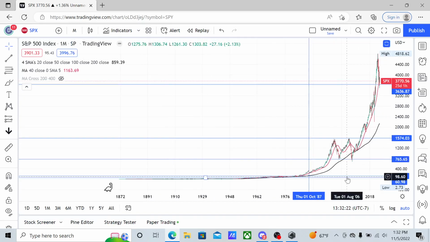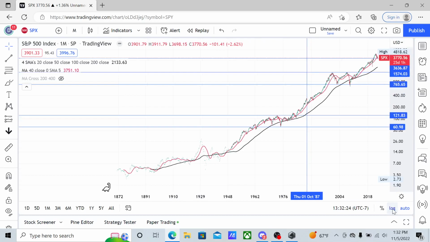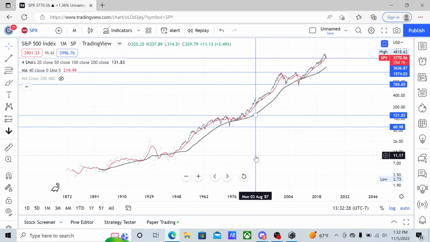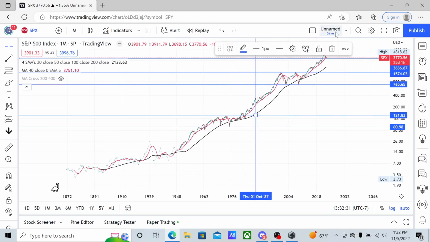So let's make this logarithmic. There we go. Obviously the trend is upwards, right? No, I'm just kidding.